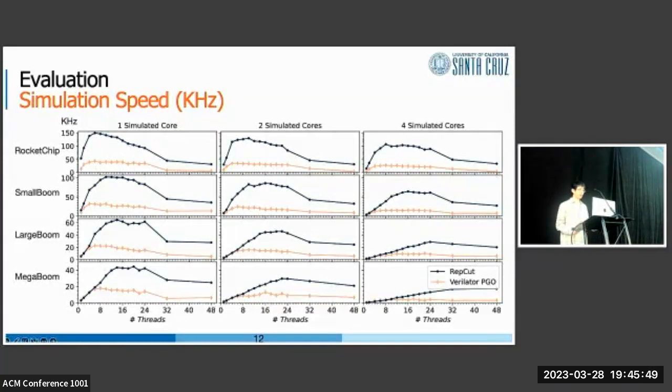However, RepCut's better scalability makes it quickly outperform Replicator when using more threads for simulation, and it achieves the best multi-threaded simulation performance on all of the tested designs. The peak performance is achieved by RepCut on single core Rocket Chip, which is the smallest design, achieving 150 kilohertz using 6 threads.